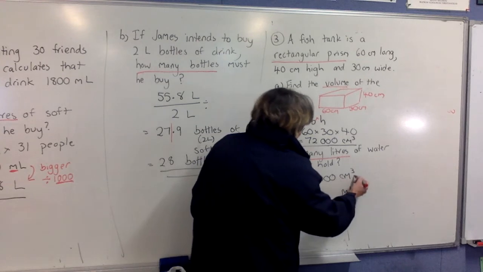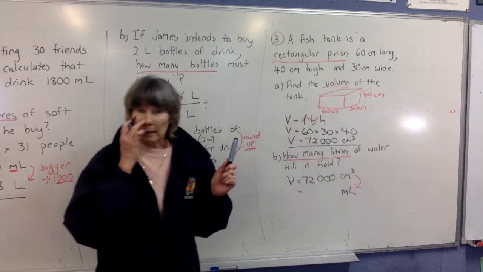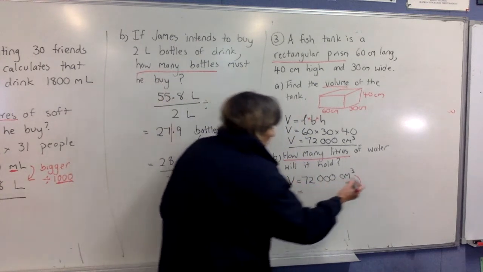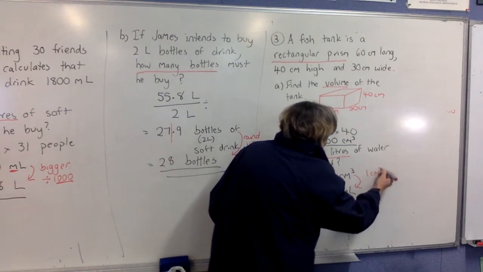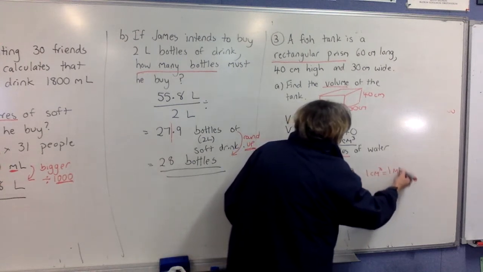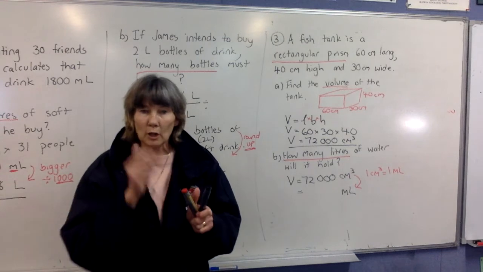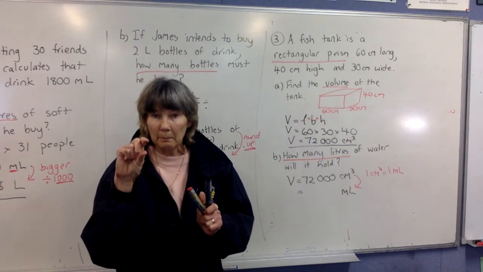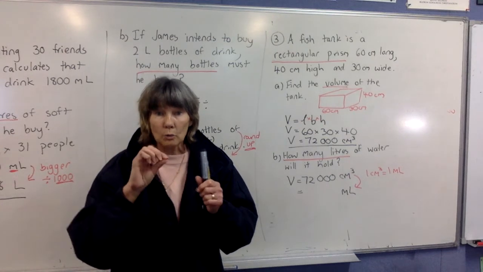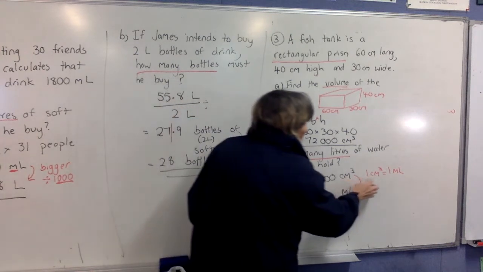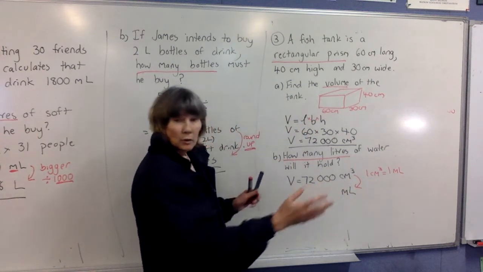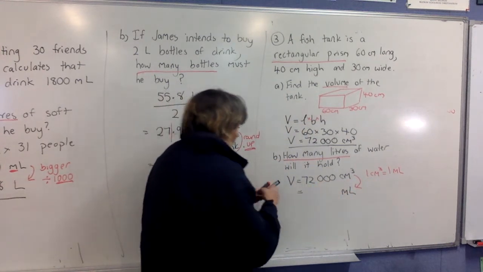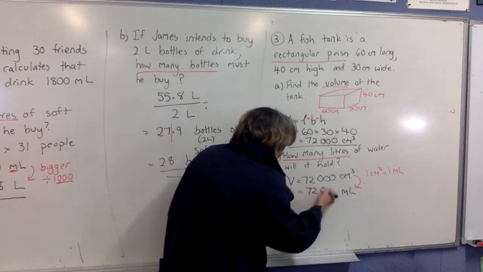So, think about what I told you in the last video. 1 centimetre cubed holds 1 millilitre. Remember the little centimetre cubed, 1 centimetre by 1 centimetre by 1 centimetre, holds 1 millilitre. So it's 1 for 1. So 72,000 centimetres cubed will be 72,000 millilitres.